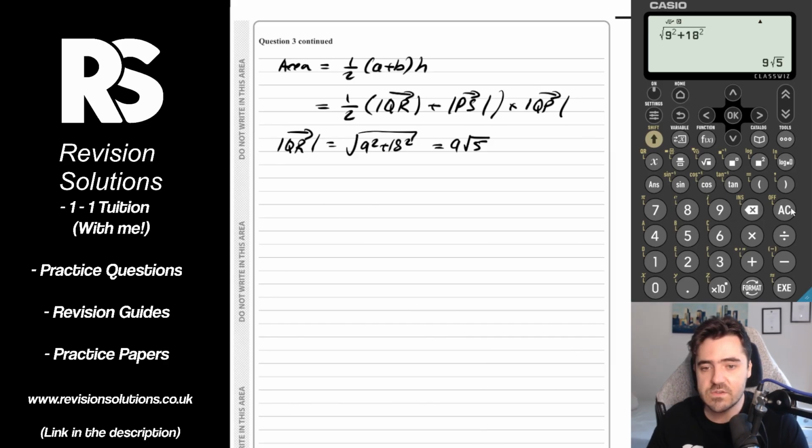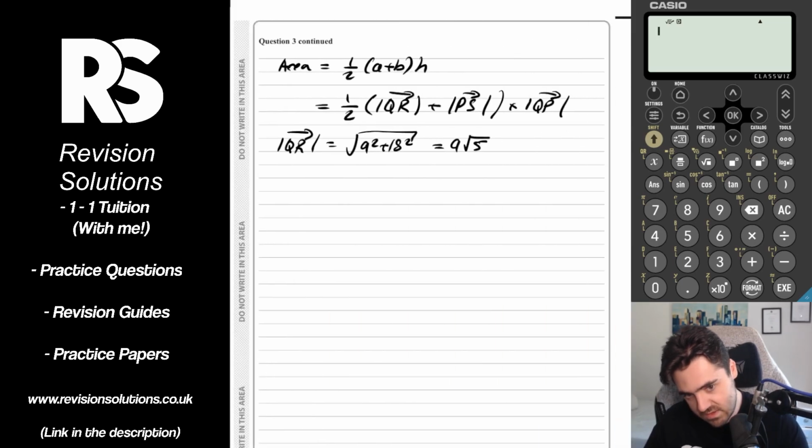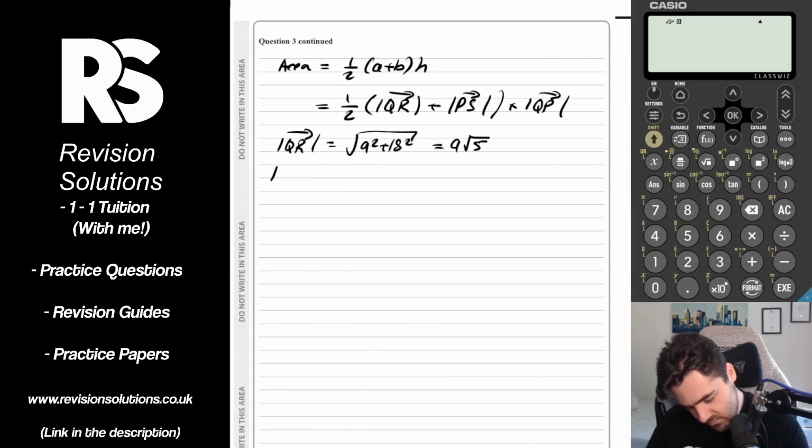Then P to S. So P to S was... sorry, where's P to S? Oh yeah, 3 lots of Q to R. Okay, so then that's easy. It's just 3 lots of that. Yep, P to S. So that's 27 root 5.